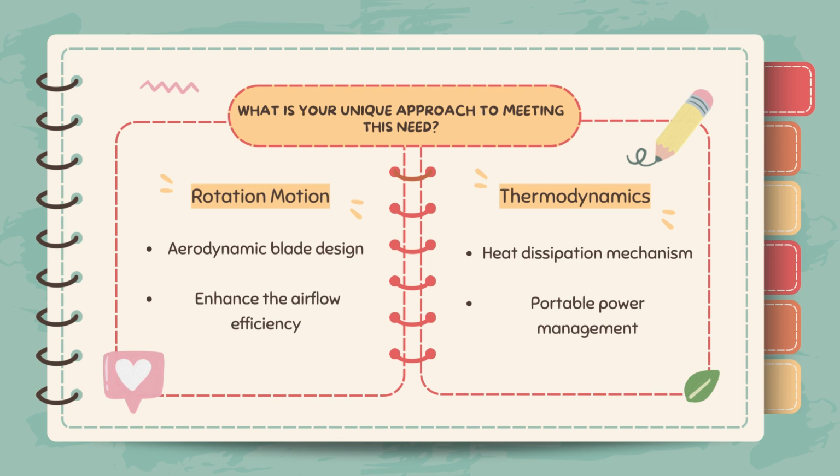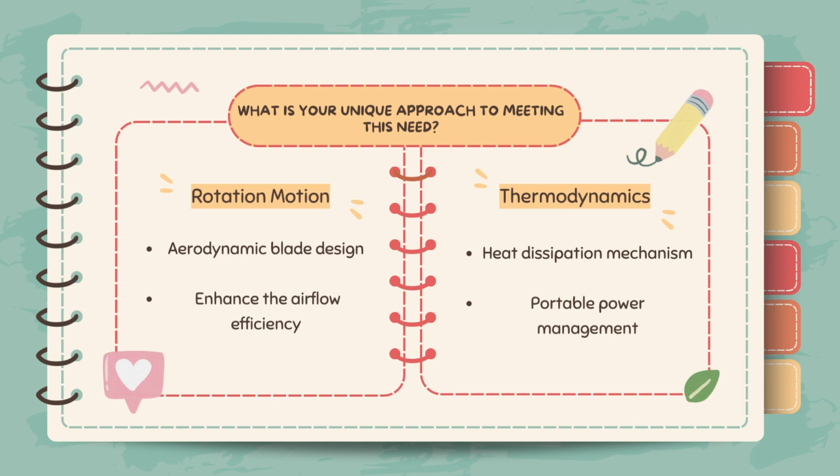The unique approach to meeting the portable hand fan's needs in terms of rotational motion is aerodynamic blade design, which means that optimizing the hand fan's blade design may enhance its airflow efficiency. Engineered fan blades that are curved and slanted maximize air circulation using rotational motion and fluid dynamics concepts. The blade's form and pitch may be adjusted to reduce air resistance and turbulence, resulting in smoother airflow and more effective cooling. And in thermodynamic terms, a heat dissipation mechanism can be used to address the heat created by the fan motor during operation.